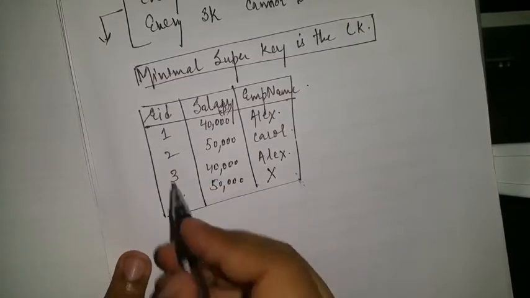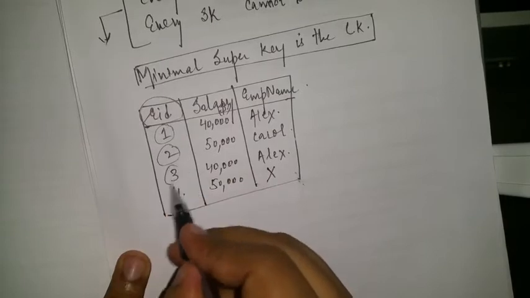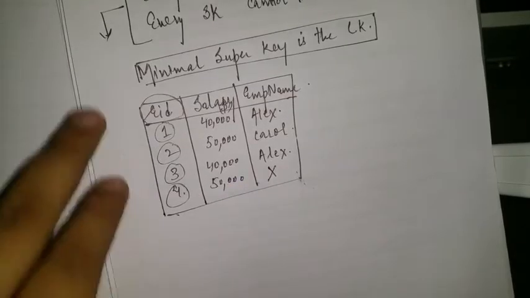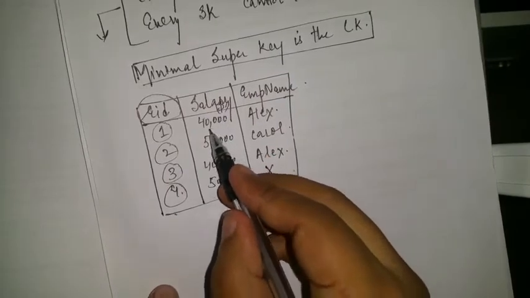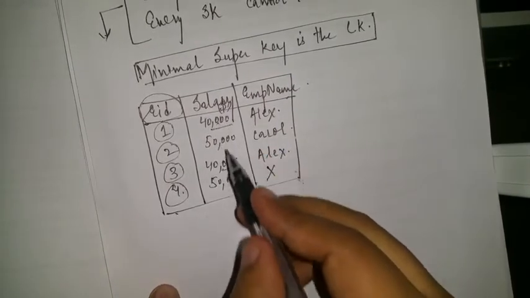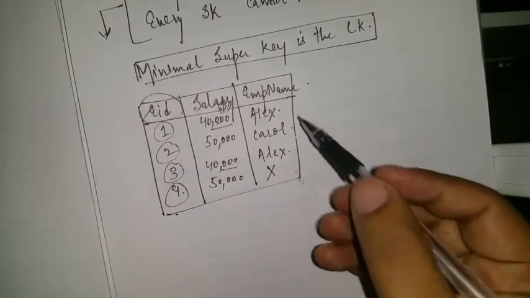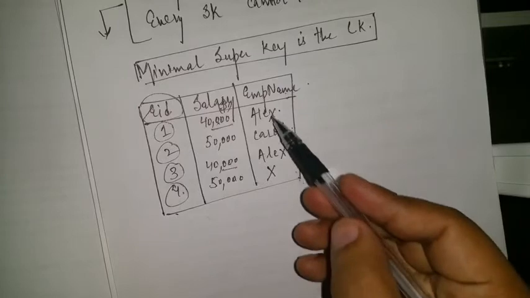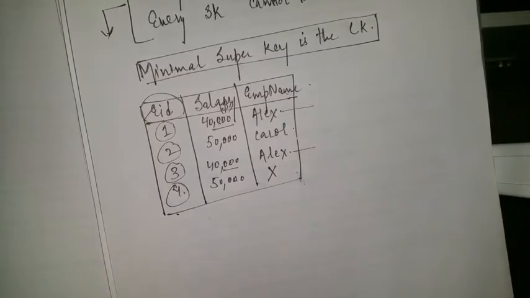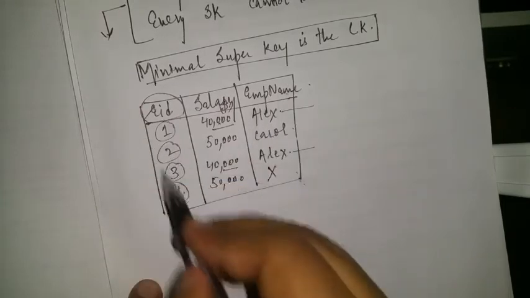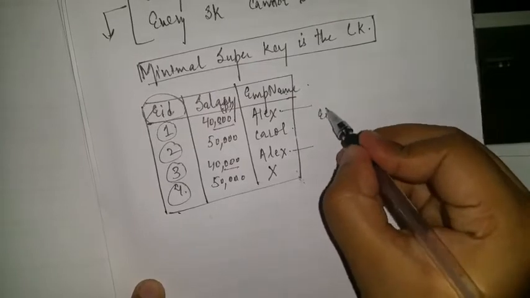Now, we are able to find out that in employee ID, each record has a unique value. Therefore, it is a candidate key for this particular table. The salary is not unique since these two records and these two records have the same salary. Similarly, in the employee name attribute, 2 employees are there who have name as Alex. So, for this particular table, employee ID is the only candidate key.